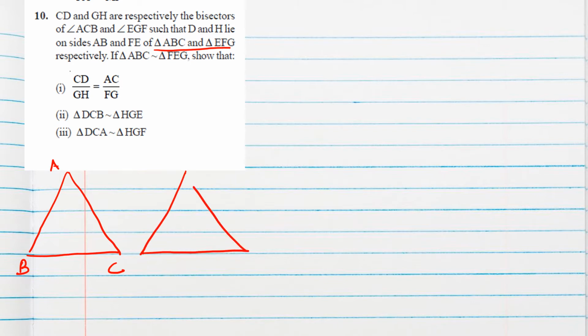In question number 10, CD and GH are respectively the bisectors of angle ACB and angle EGF such that D and H lie on the sides AB and FE of triangles ABC and EFG. So first of all we will draw two triangles here. Two triangles we will draw, ABC and EFG. Now here one more thing is given, ABC and FEG are similar.